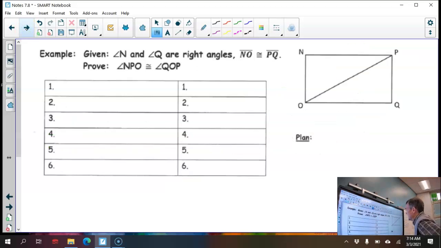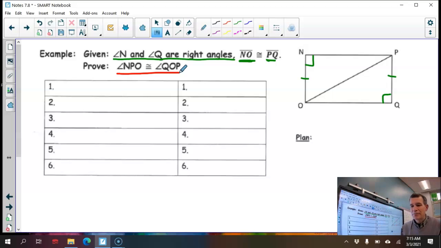All right, so it's given that angle N and angle Q are right angles. Anytime something is given, I can mark it in the diagram. Let's go ahead and mark that angle N and angle Q are right angles. And segment NO is congruent to segment PQ. There's what was given. Now I want to prove that these angles are congruent to each other.